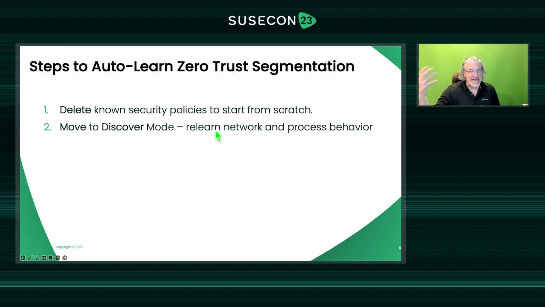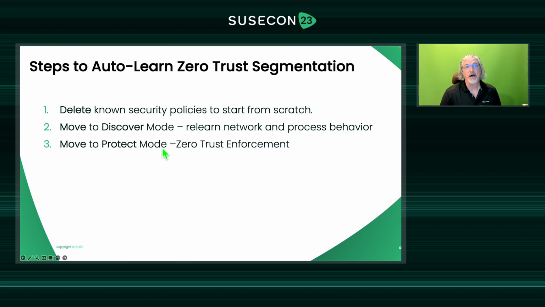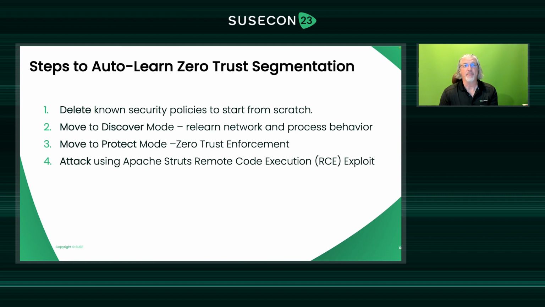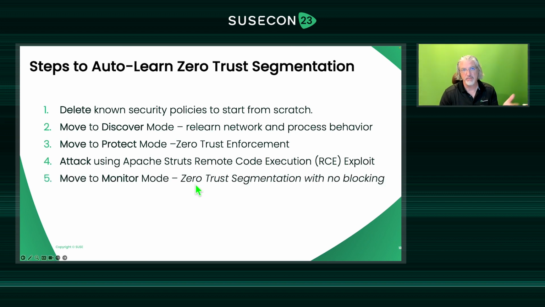You're going to see the application that we're talking about. We're going to relearn the network and process behavior. This is all automated, so you're just going to see it happening, but it's going to be very, very fast. Then we're going to move to protect mode, and in that you're going to see the zero trust enforcement. Then we're even going to do an attack, so you can see how we can detect a threat, which is not the zero trust, but then, by moving to monitor mode, we can actually simulate what a 0 day would look like.